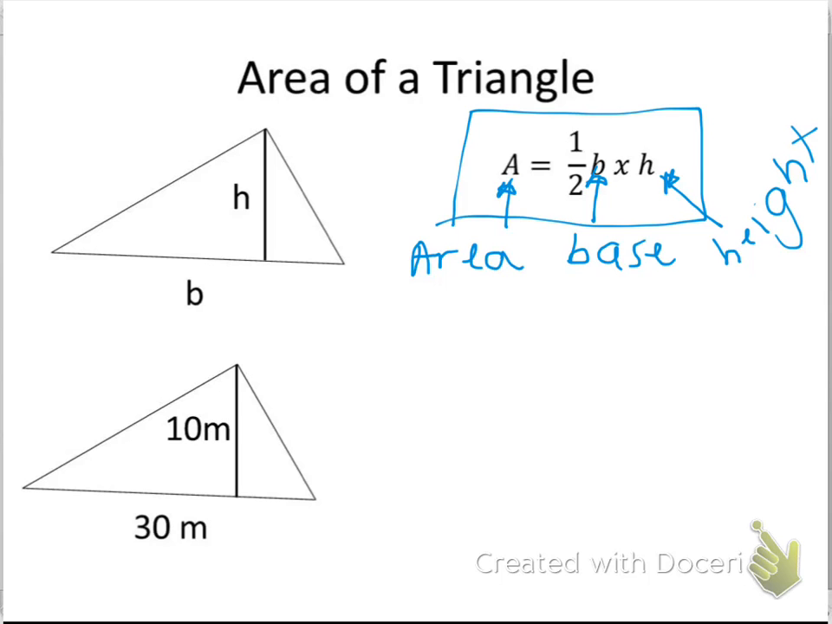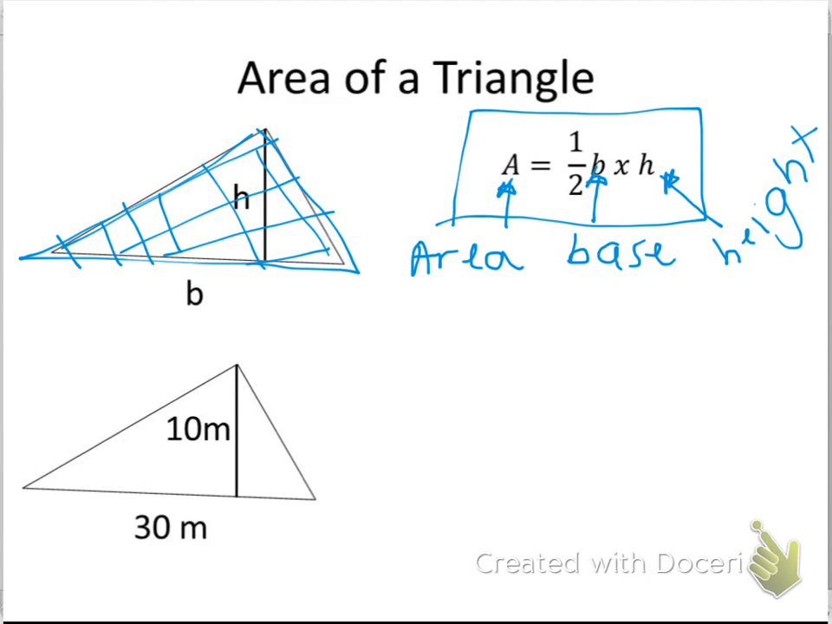Okay, look at this triangle here. If we're trying to find the area, remember it's the space inside. So how much space is inside this triangle? We are using the base, which is this distance here from one side all the way to the other side, the base. And the height, which is this distance here, marked by the H, the height.